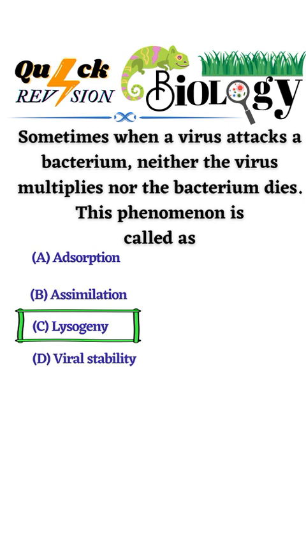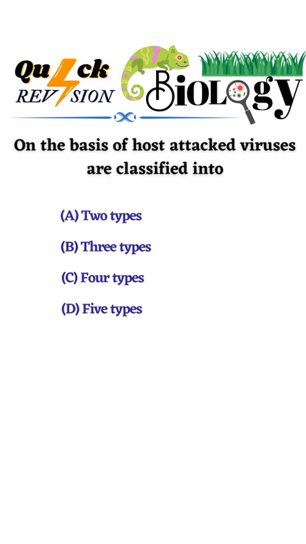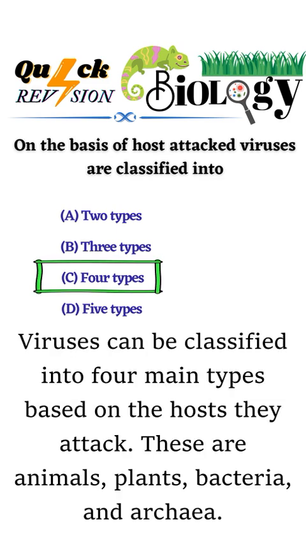Next question is, on the basis of host attacked, viruses are classified into A. 2 types, B. 3 types, C. 4 types, D. 5 types. The correct answer is C. 4 types. Viruses can be classified into 4 main types based on the hosts they attack. These are animals, plants, bacteria, and archaea.